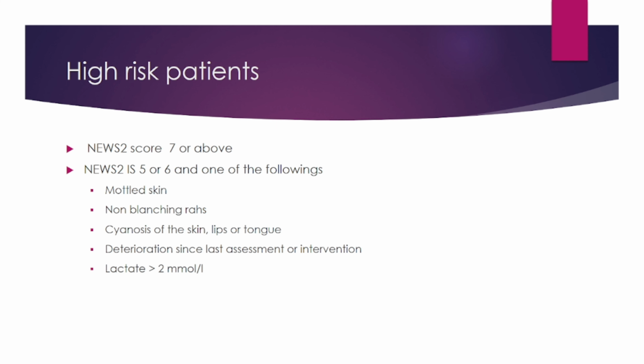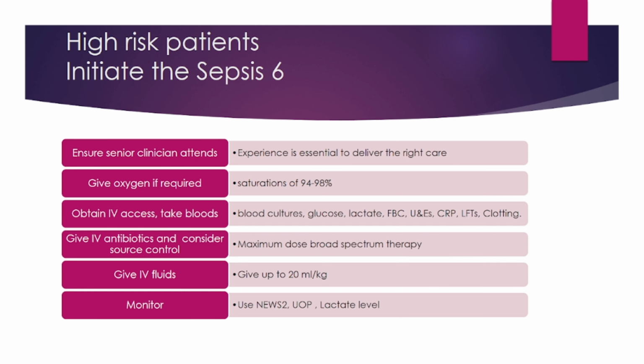In high-risk patients, you have to initiate the Sepsis Six. There are six components that you start immediately. First, ensure a senior clinician attends, because it's a clinical judgment. Second, give oxygen. Those are simple things but they prevent death. And obtain IV access, take blood cultures, and check glucose, lactate, full blood count, urea and electrolytes, and clotting profile.